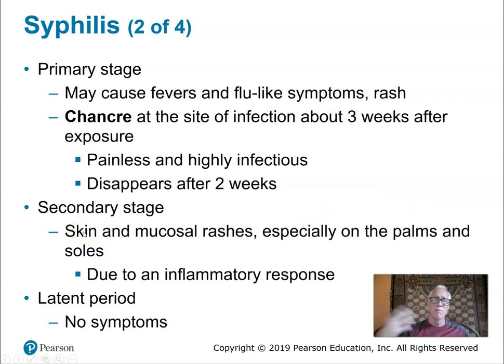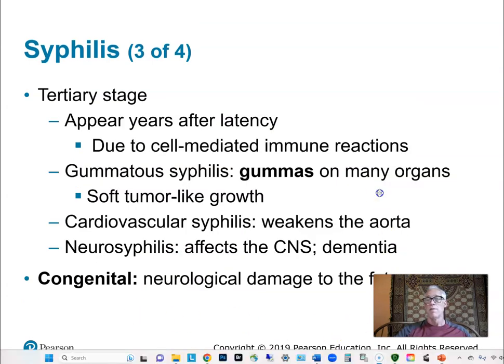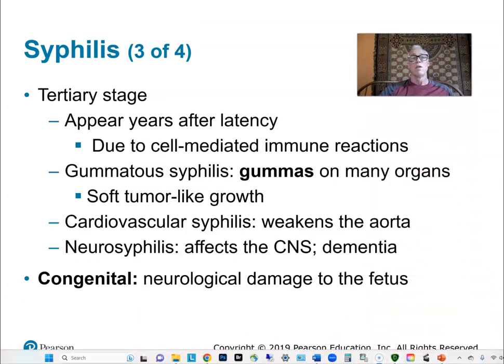Secondary stage: after a few weeks, those symptoms disappear, and then skin and mucosal rashes appear, especially on the palms and soles, due to an inflammatory response. And then there's a latent period that can last a very long time, years. And then in the tertiary stage, gummas, which are tumor-like growths on the skin and on internal organs, can occur due to some cell-mediated immune reactions, and it's very, very destructive. It can cause psychosis, called neurosyphilis, dementia, all kinds of problems.